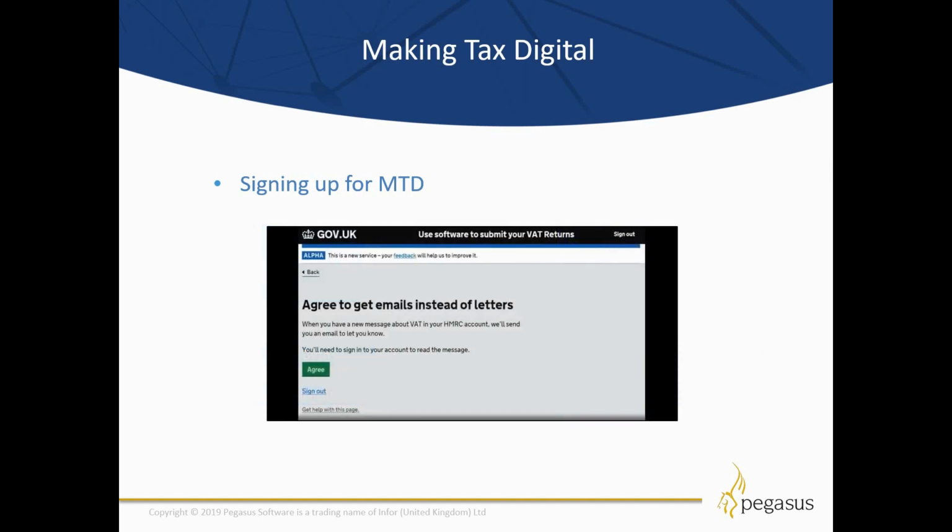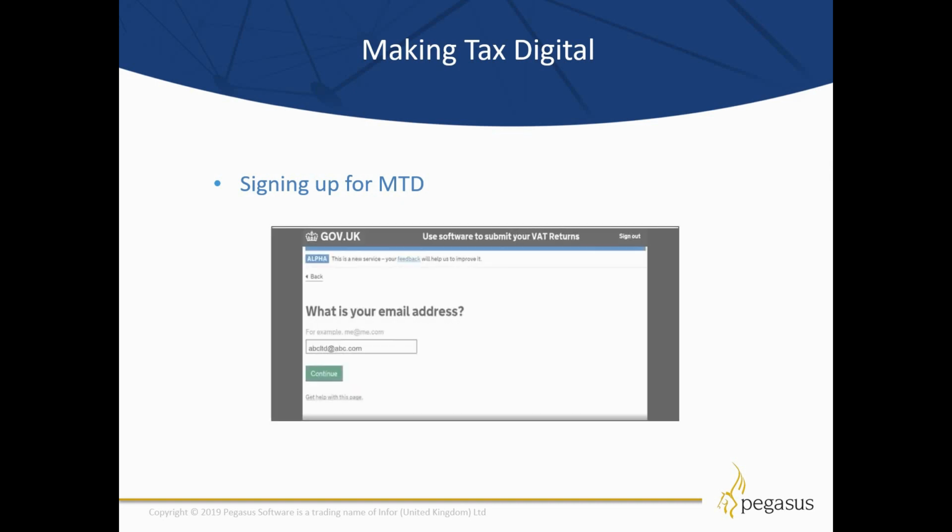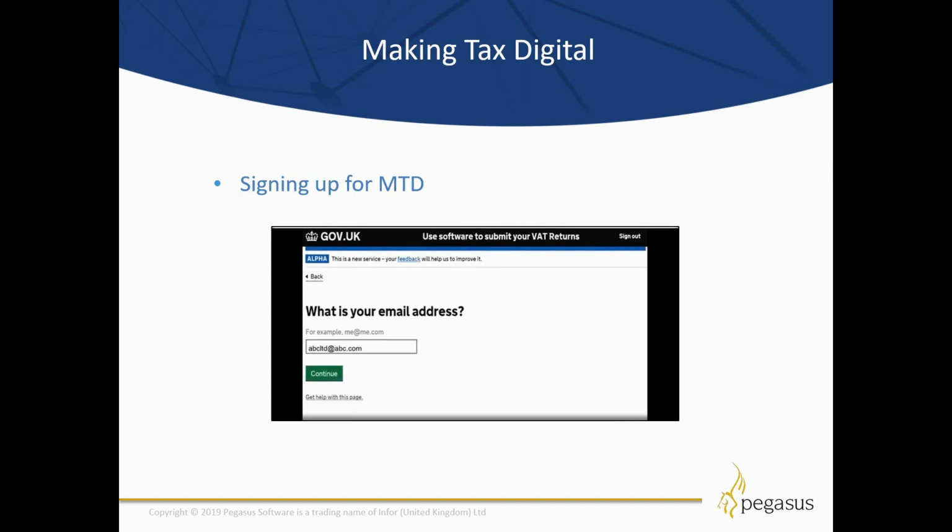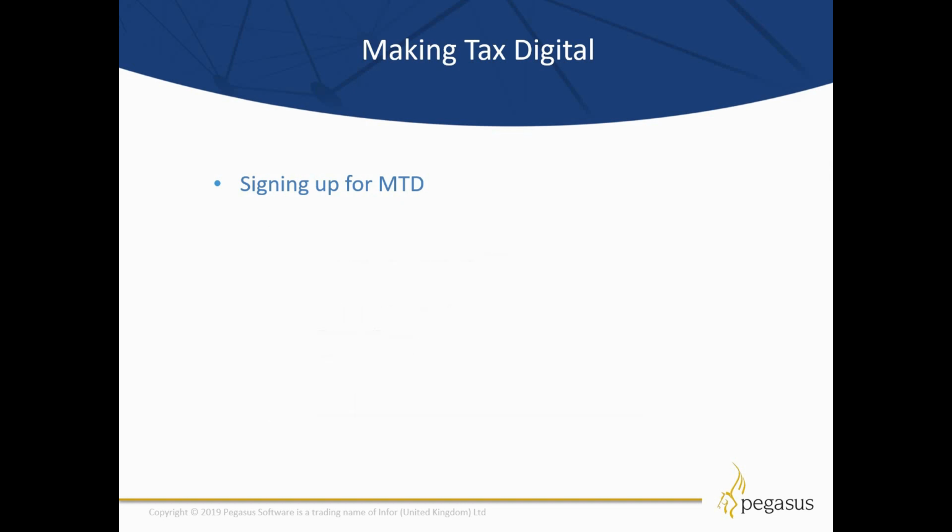Next, you will need to agree to get emails instead of letters. You have to agree to go paperless and receive emails about your VAT account to complete the sign-up process. They will send you emails when there are messages about VAT in your HMRC digital tax account. Obviously, you'll need to enter your email address. They will then send you an email.